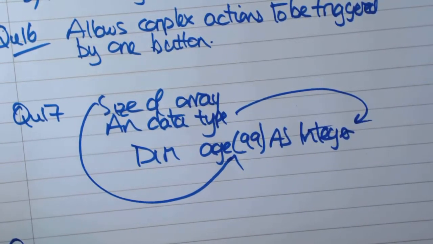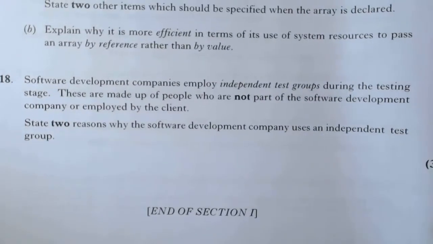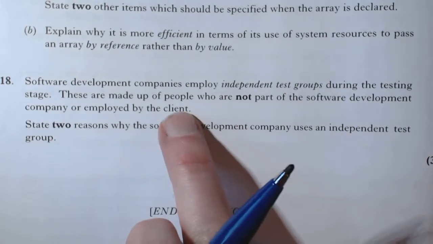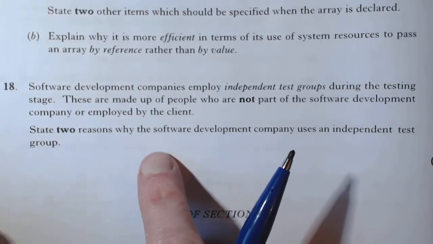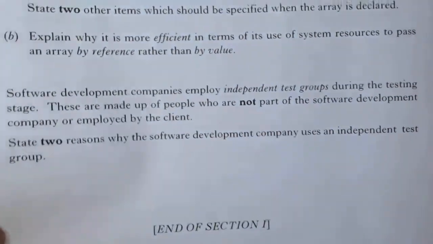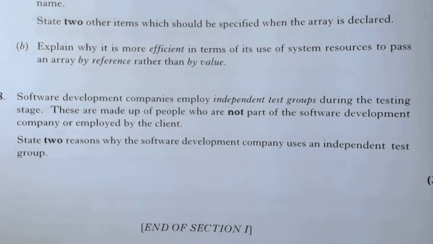And this is the last one. Question 18, I suppose you'd want to actually see the question. Software development and an independent test group during the test, made up of people that are not part of the development company. State two reasons why the software development company uses an independent test group. Right, so I'll let you have a wee look at that. It's a very common question to get.